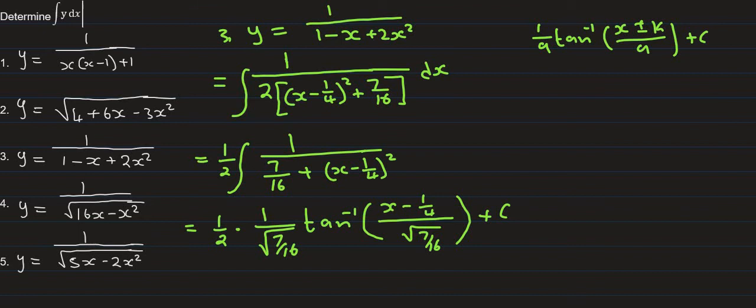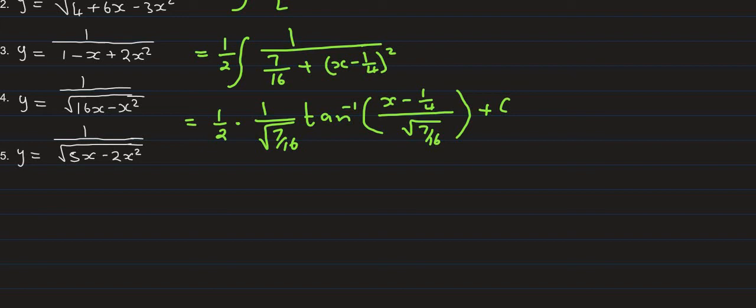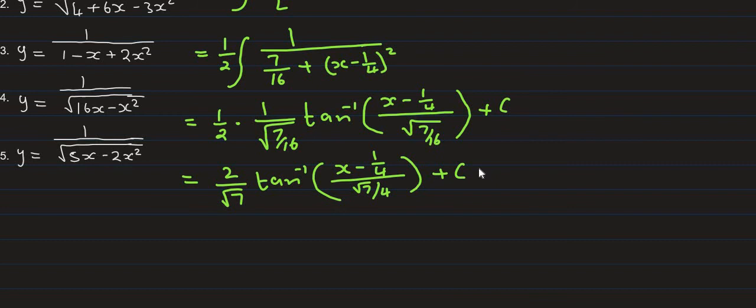Then when you simplify, square root of 7 is just square root of 7, and square root of 16 is 4. Then you take the reciprocal, 4 divided by 2, which is 2 over square root of 7, tan inverse of x minus 1 over 4, all into square root of 7 over 4, plus C, when you simplify.